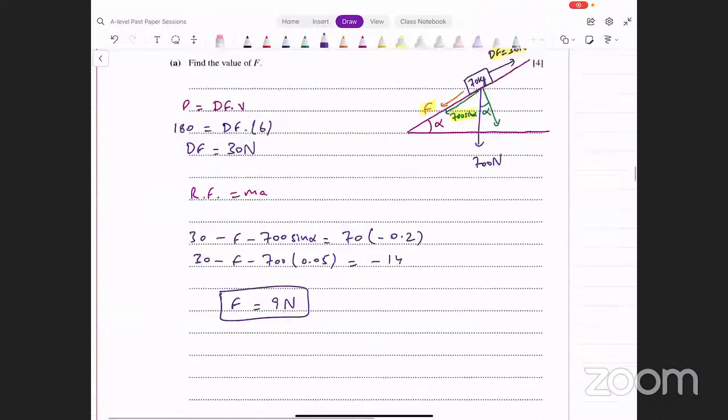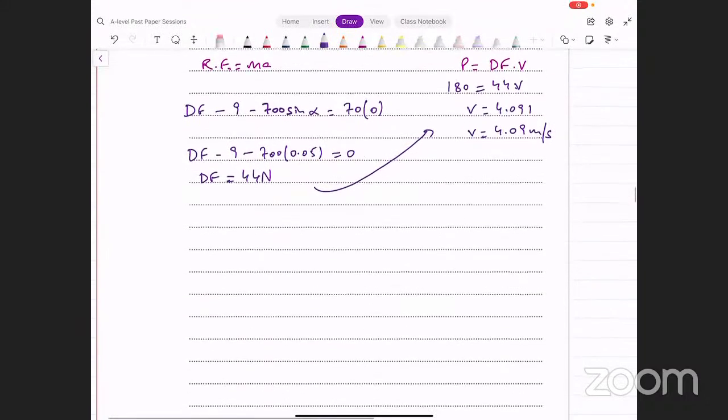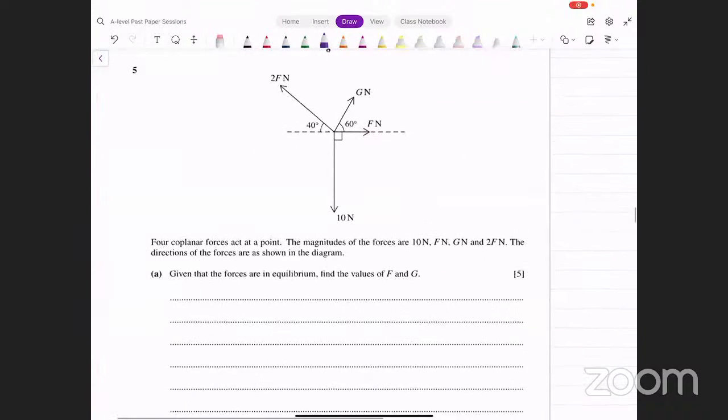Okay. All right. So this paper has been pretty straightforward until this point. अभी तक कुछ भी इसमें complicated नहीं आया as such. Let's move on to the next one. Again, it's a relatively straightforward question. Forces वाला question काफी आसान होता है, mostly if you know the standard method.